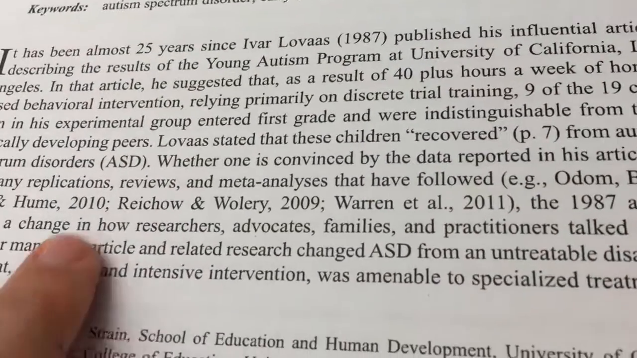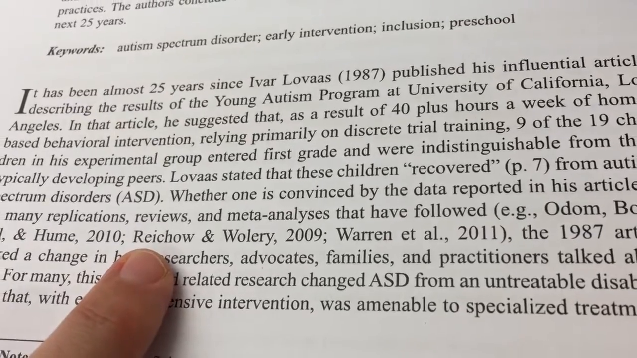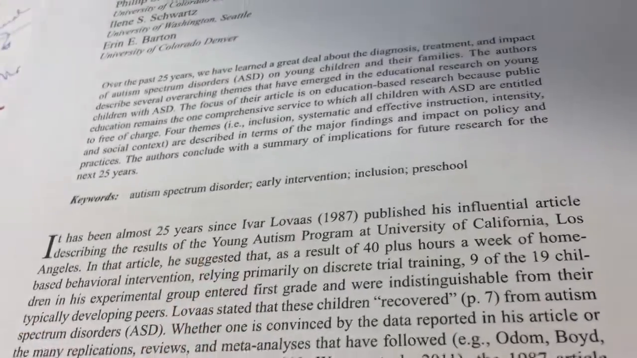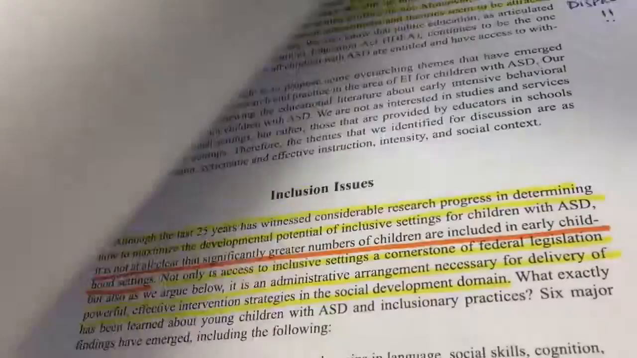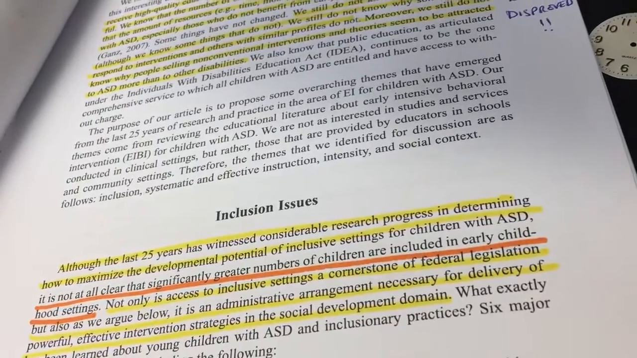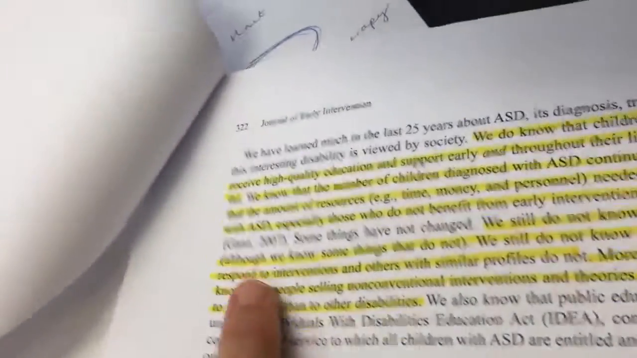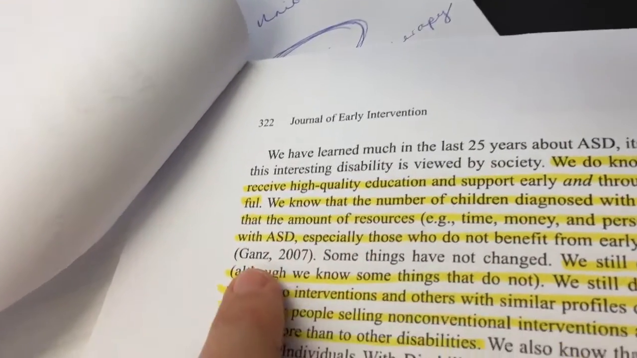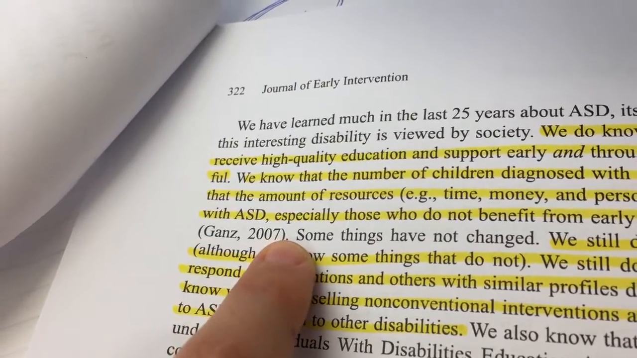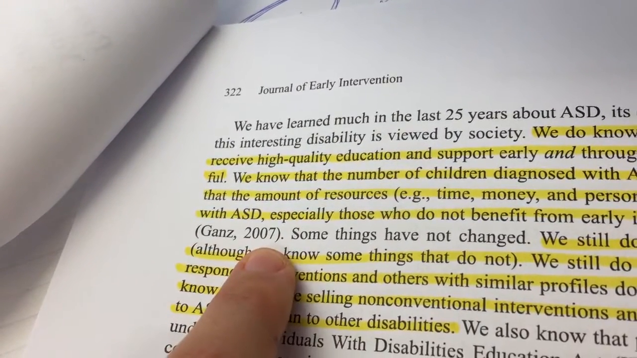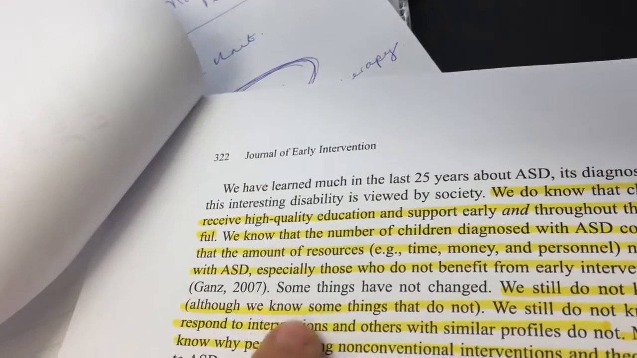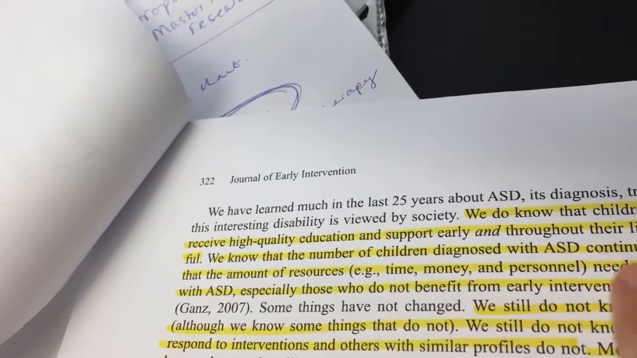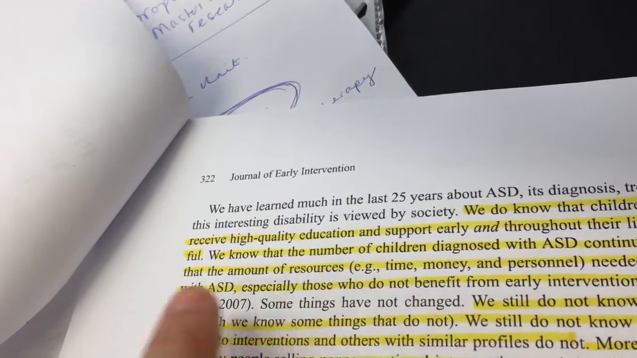So here you go. If you're citing something, looking for an example, here we go. "Especially those who do not benefit from early intervention is staggering." Okay, so this, and then you see a citation in parentheses, GANS 2007. What do we know? Single author paper published in 2007. This is here because it was GANS who said that. Not in those direct words, but that was GANS's idea.